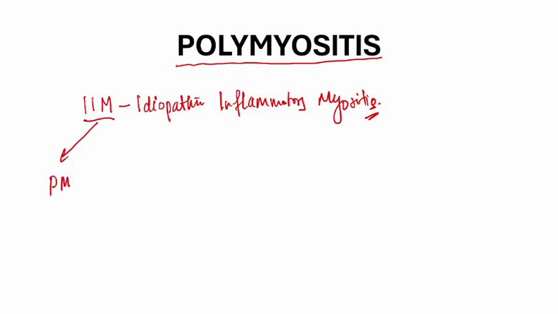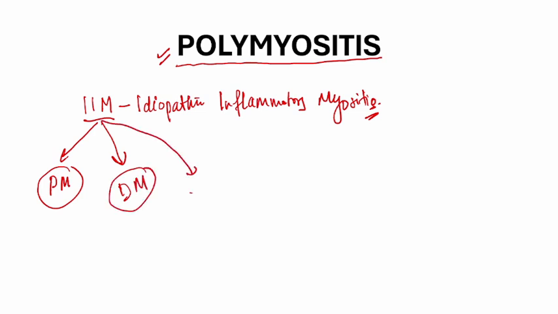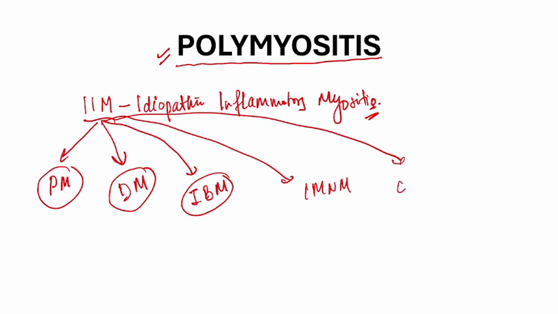What are the other entities which are studied under IIM? First is polymyositis, which we are going to discuss in this video. Second is dermatomyositis. We have already discussed it. And third is inclusion body myositis. These are closely related myositis. Others are immune mediated necrotizing myopathy and overlap syndrome or overlap myositis. So these are the five entities that we study in idiopathic inflammatory myositis. In this video, our discussion will be limited to polymyositis only.